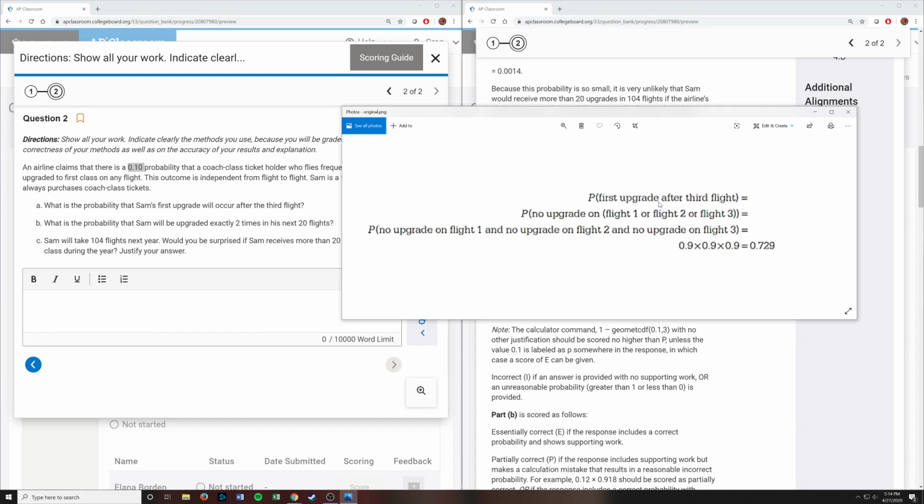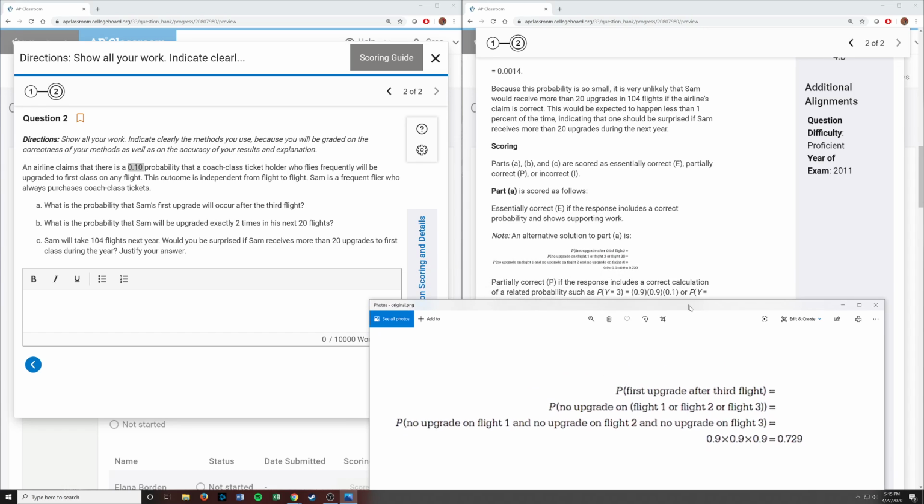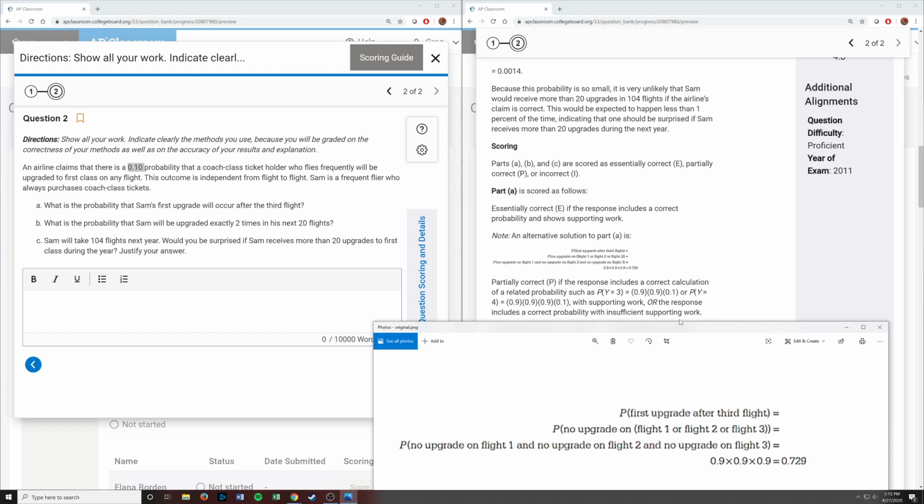The probability that you get your first upgrade after the third flight is the same as the probability that you do not get an upgrade on the first 3. And to write that out a little bit more, that's the probability you don't get an upgrade on the first flight, and you don't get an upgrade on the second flight, and you don't get an upgrade on the third flight. The probability of each of these is 0.9. And since they're ands, they're multiplied together. It turns out 0.9 cubed is 0.729, which is the answer. Okay, so either way, you could use the complement rule, or you could do it this way and get the correct answer.